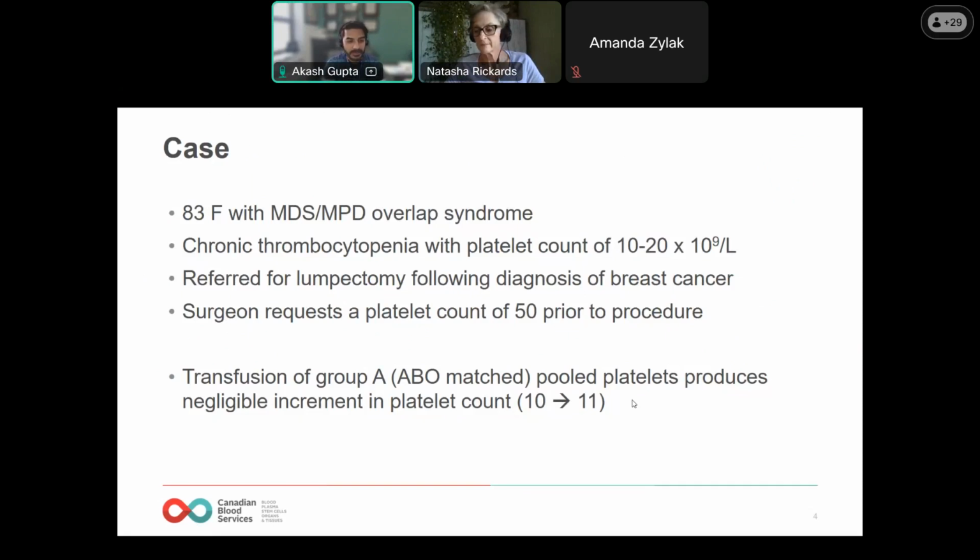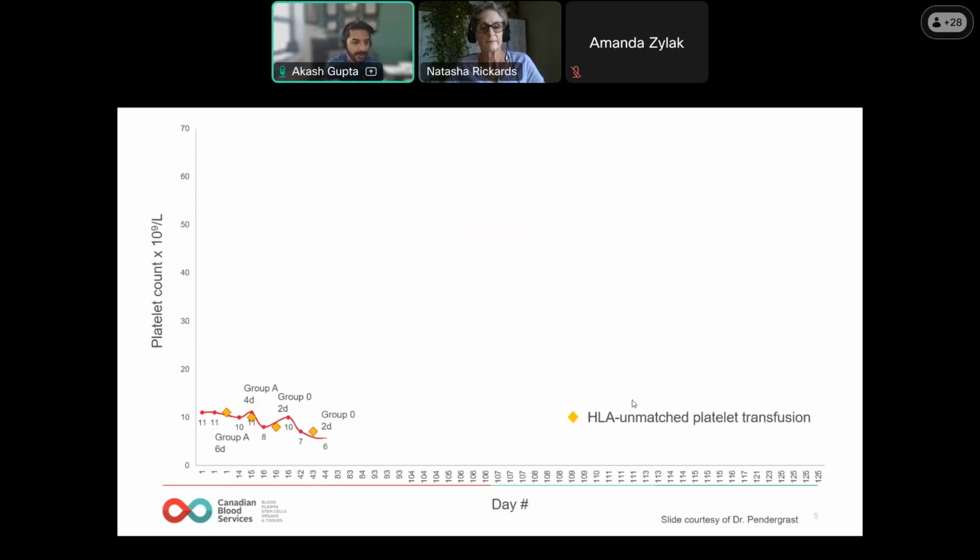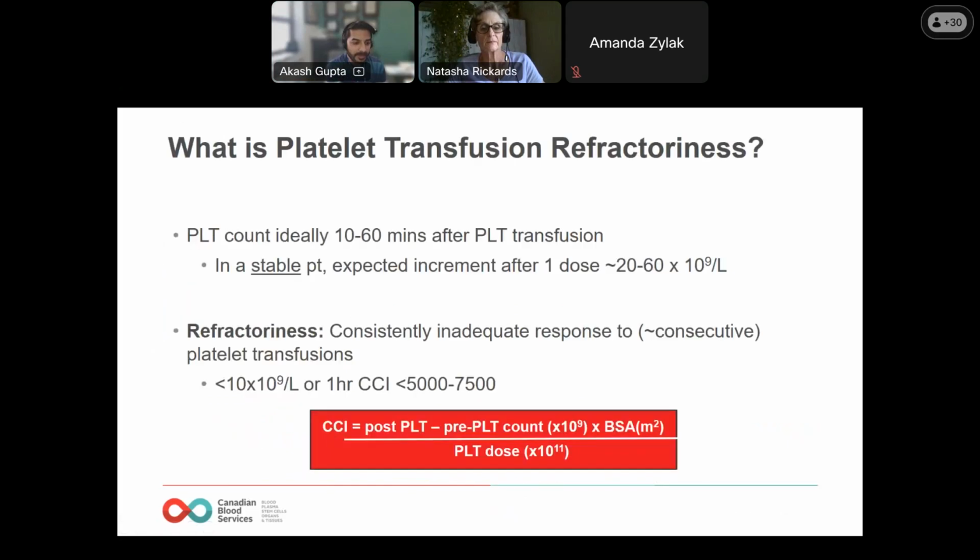So that's when someone starts really paying attention to her platelet counts, and they noted that giving her an ABO-matched random pooled platelet didn't give much of an increment. She went from 10 to 11. And when they looked back a little bit more, these yellow diamonds represent the transfusions that she got and the increments that they noted. So she never really had much of a change with random platelets.